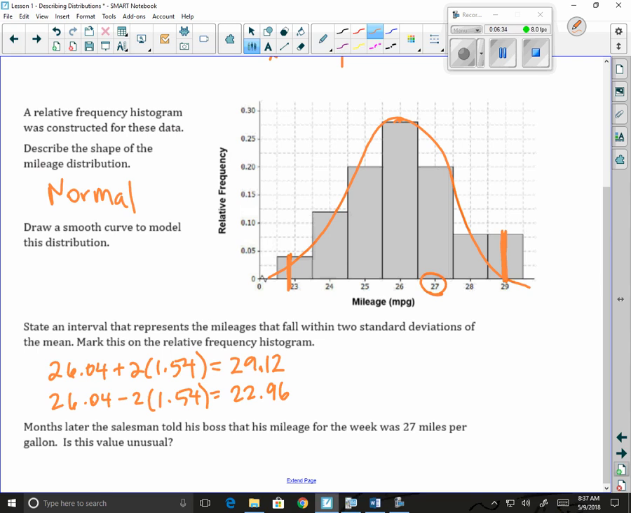If we had an answer of like 35 miles, that's way over here. That's not even on our chart. So that would be highly unusual. All right, so we'll start to figure out how we could actually calculate usual versus unusual. But for right now, anything that's kind of close or within a standard deviation of the mean, we can say is kind of a common value.